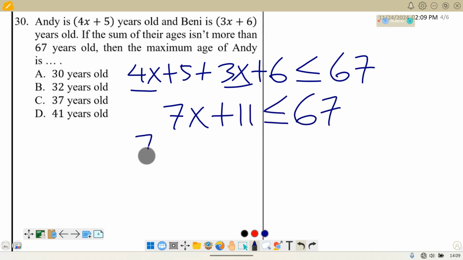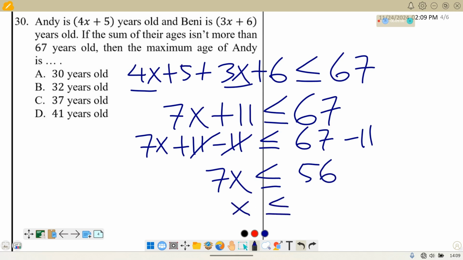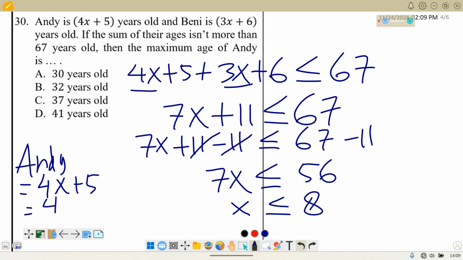Then we're going to cancel 11 by adding -11 on both sides. So here we have 7x less than or equal to 56. So x is less than or equal to, dividing both sides by 7, 8. So x is less than or equal to 8. Then the maximum age of Andy equals 4x plus 5. The biggest number for x is 8.